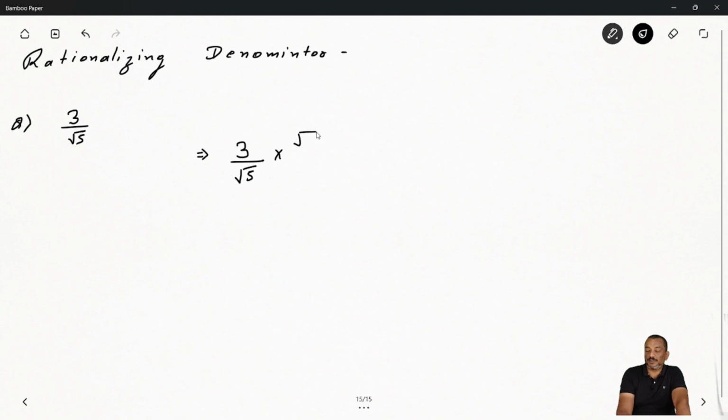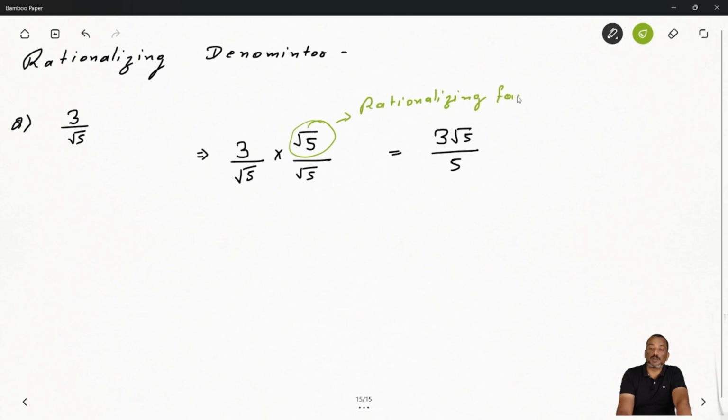So we can say 3 times root 5 over root 5 times root 5. So how much will you get? 3 root 5 over 5. So this is your rationalizing. This root 5 is called the rationalizing factor. So one thing you must always remember: first you have to find the rationalizing factor, and then multiply.